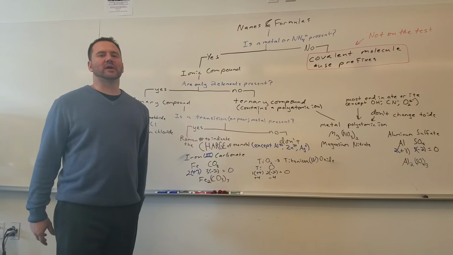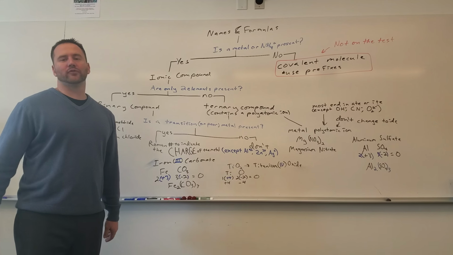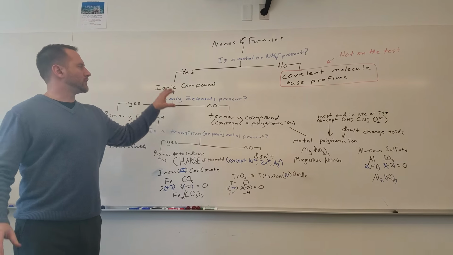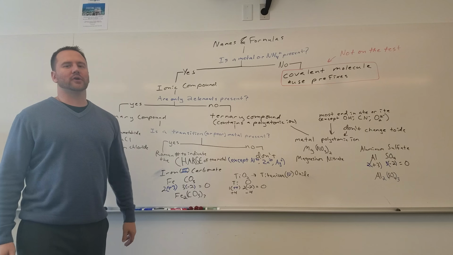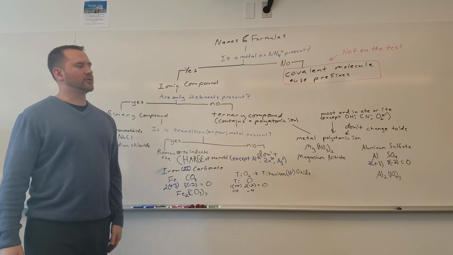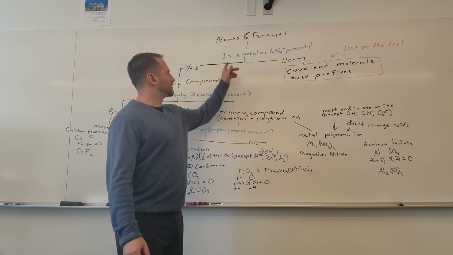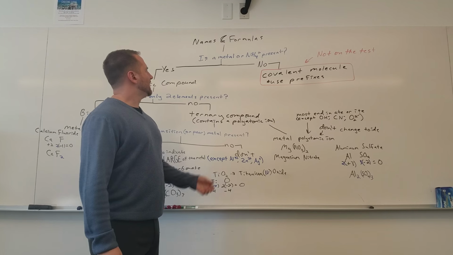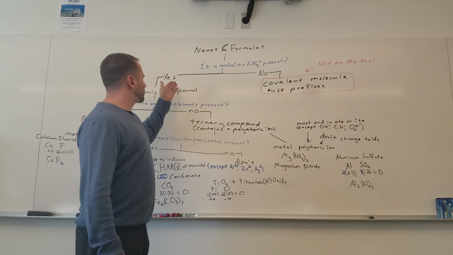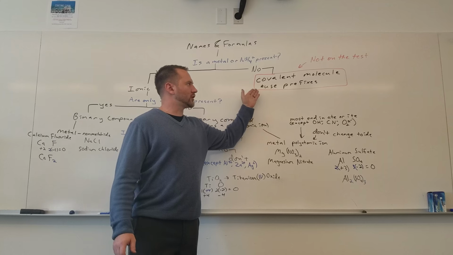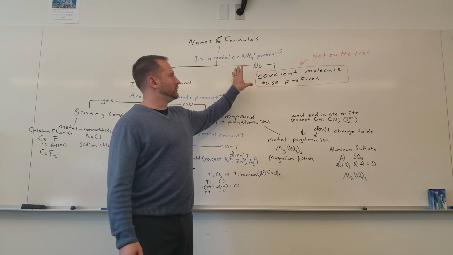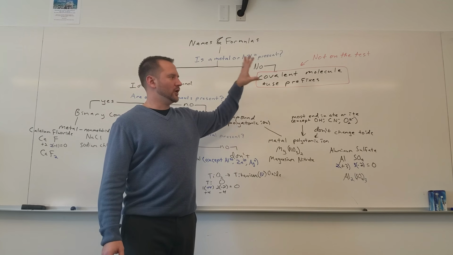In this video, we're going to make a flow chart for writing the names or formulas for ionic compounds. Before we even get to the point where we're talking about ionic, how you can determine if a compound is ionic or if it's a covalent molecule is by asking yourself the question, is a metal or ammonium ion present? If a metal or ammonium ion is present, you have an ionic compound. If it's not, you have a covalent molecule, which is comprised of only two nonmetals. In that case, you'd use prefixes, and I'm going to tell you that that's not on the test.